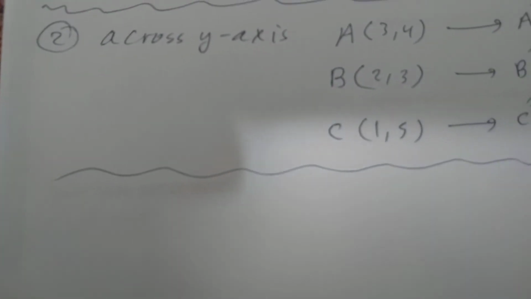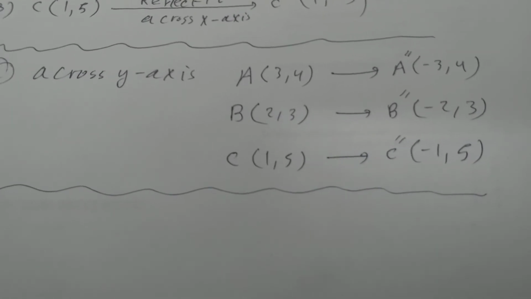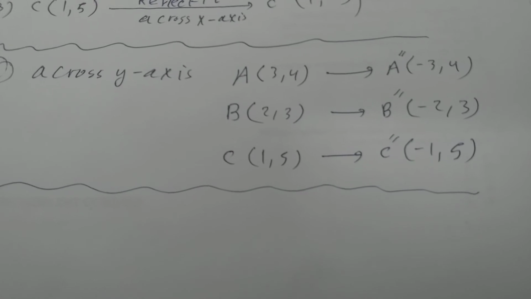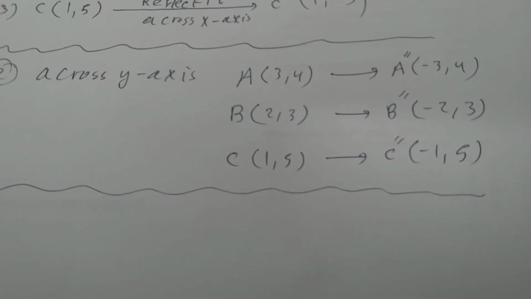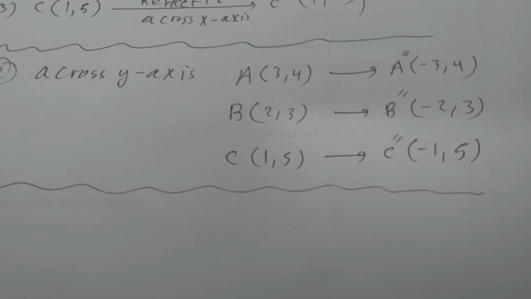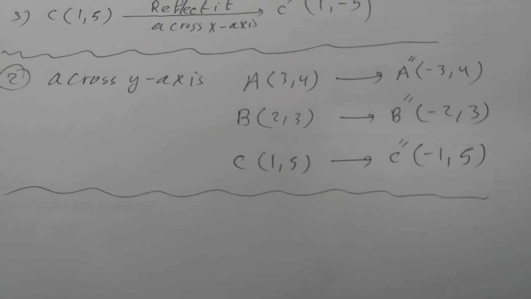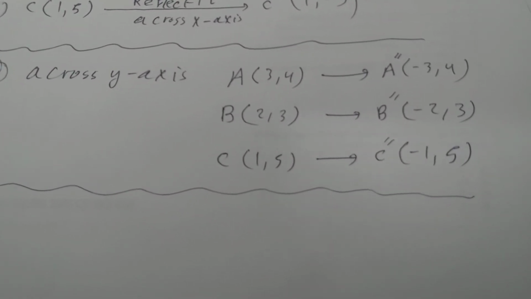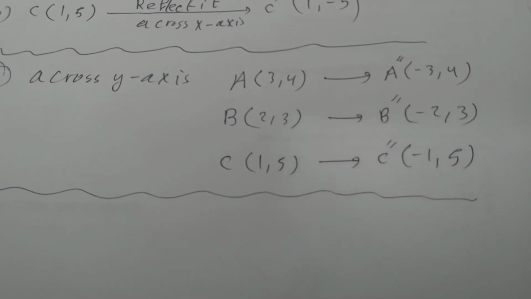The second, I will reflect the points across the y-axis now. A(3, 4) becomes A double prime (-3, 4). Now we change the sign of the x coordinate, according to the formula we gave you before. B(2, 3) becomes B double prime (-2, 3). And C(1, 5) becomes C double prime (-1, 5).